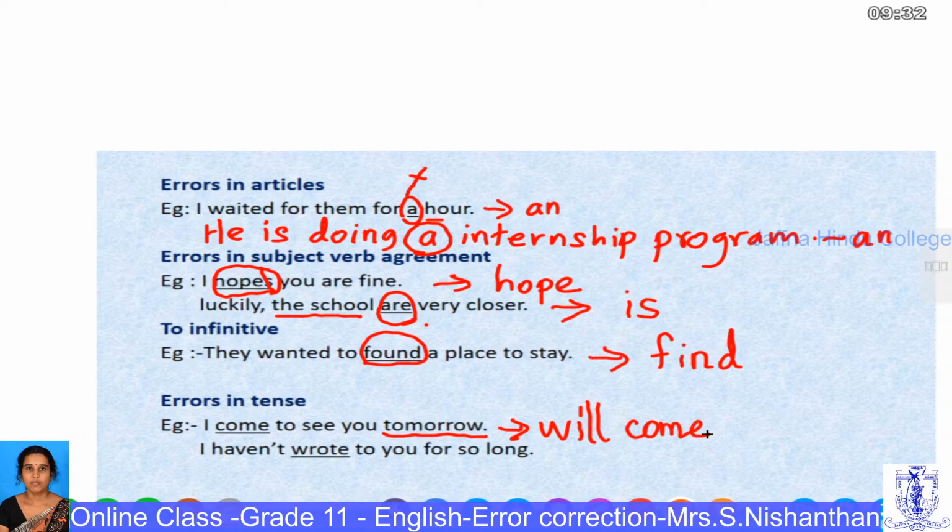Is it possible? Tomorrow. So it should be I will come. "I haven't wrote to you for so long." Here with have, we have to use the past participle. So, I haven't written. Like that, there may be some errors.